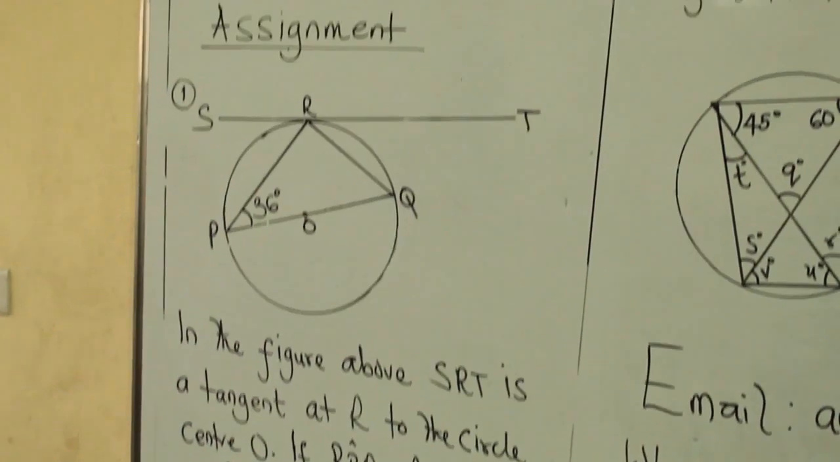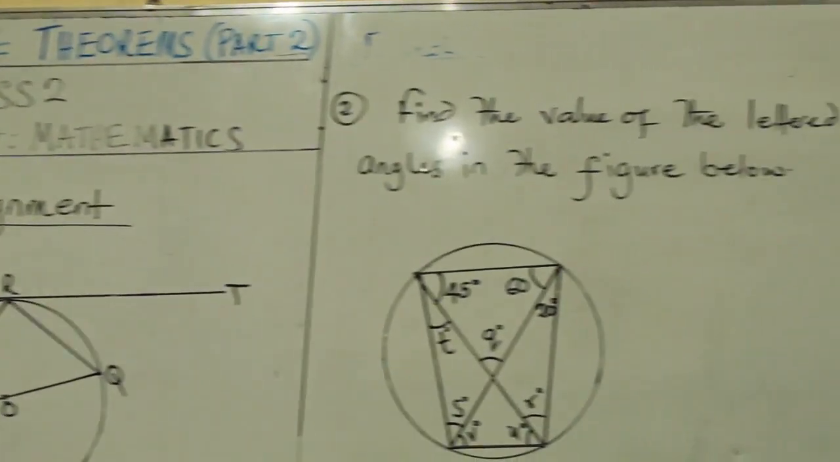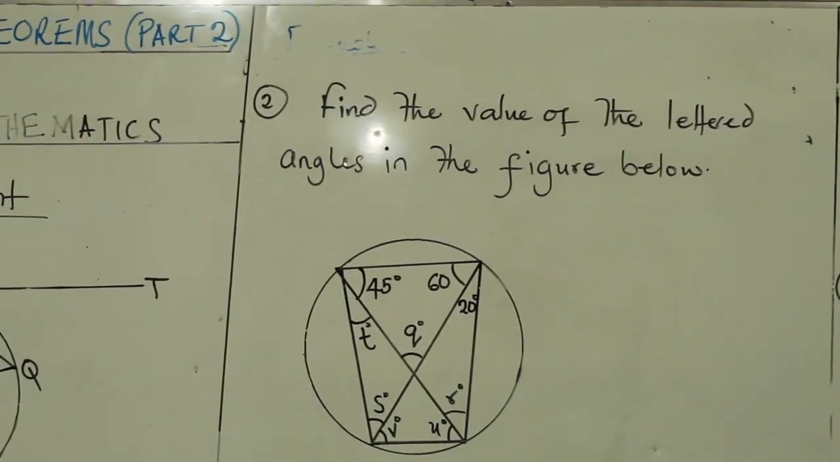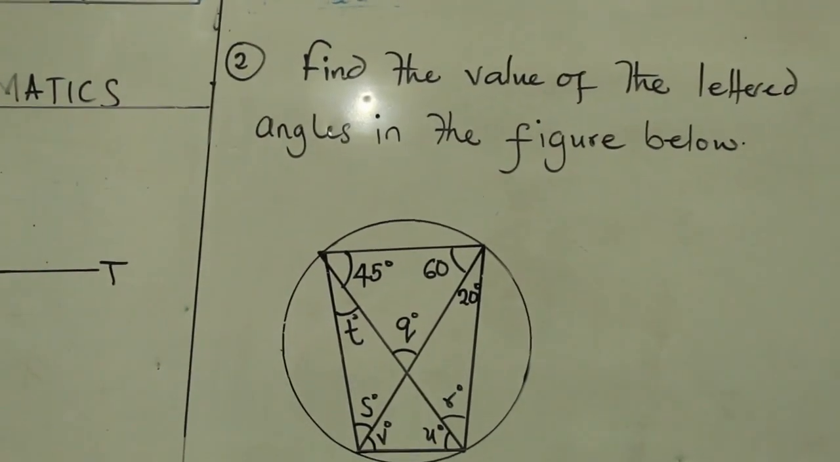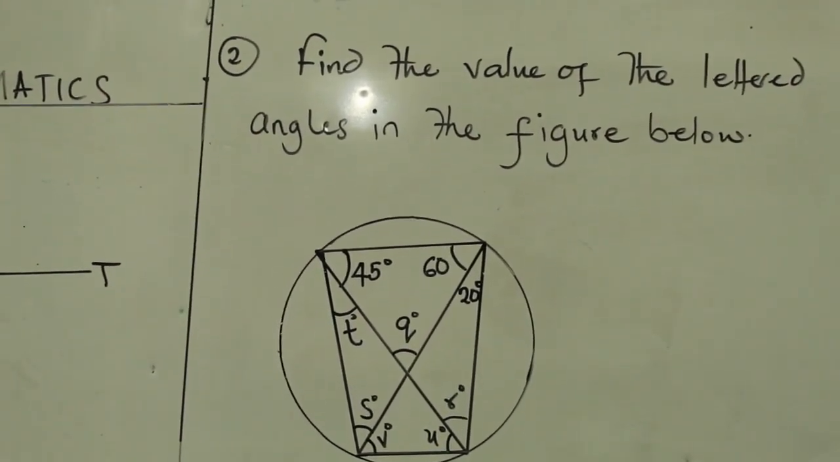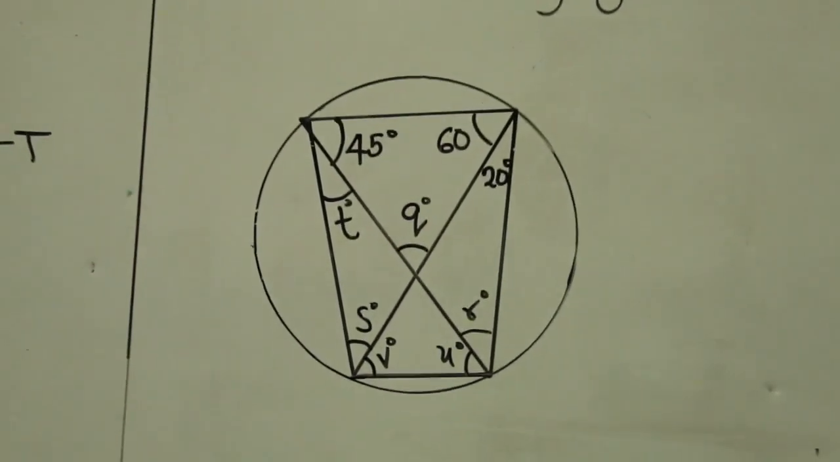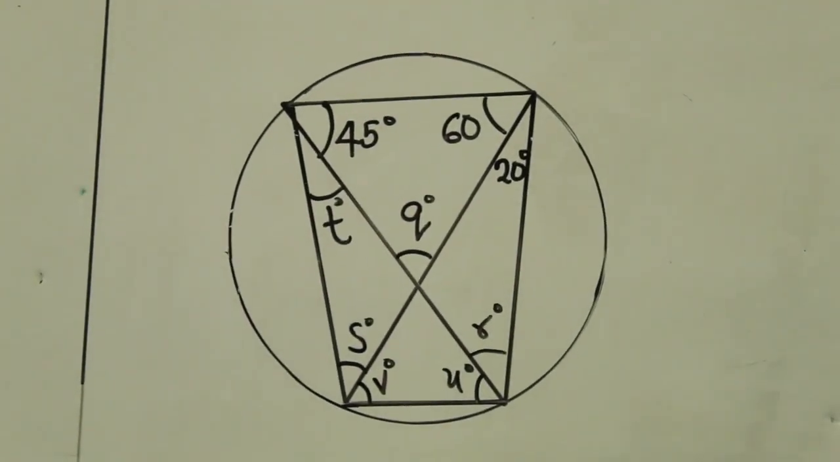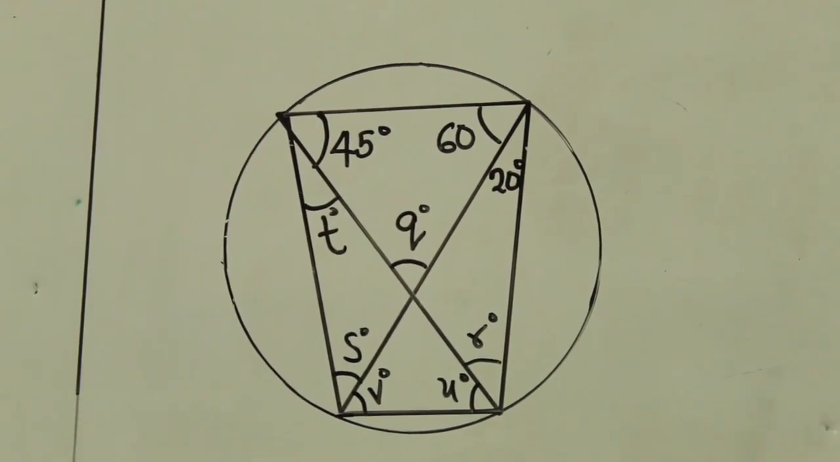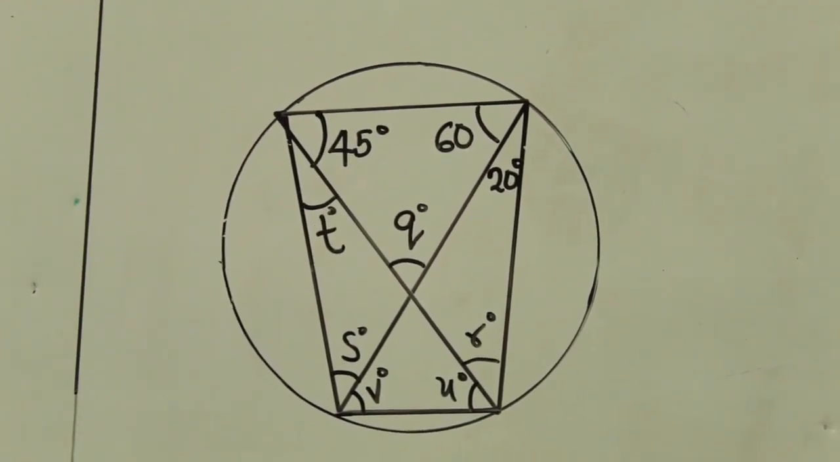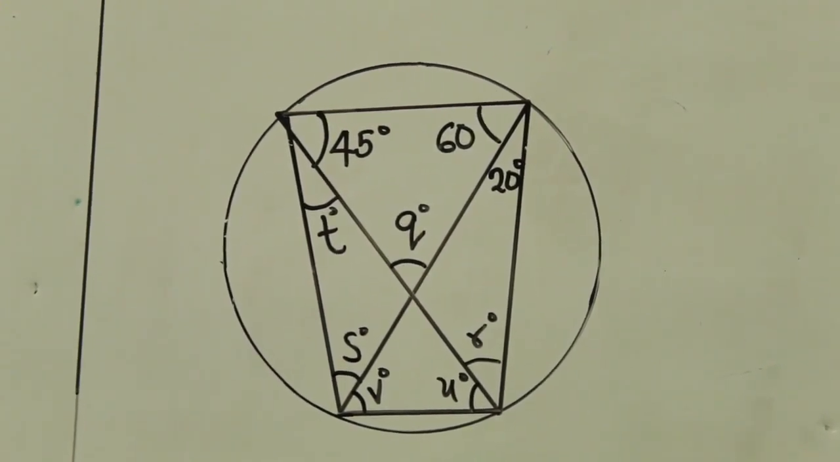The second one says, find the values of the lettered angles in the figure below. The figure is drawn there. You're asked to find T, Q, R, U, V, and S. You have to find each of these letters.